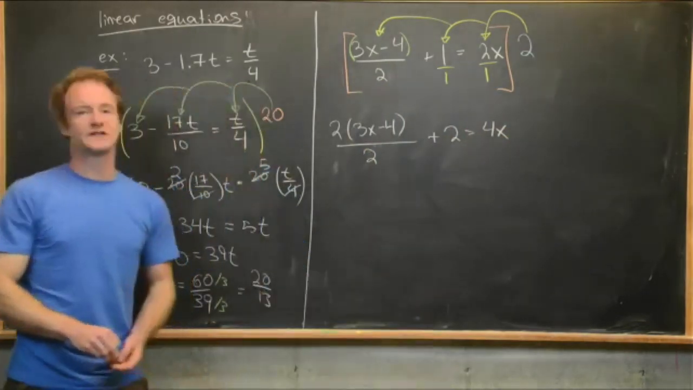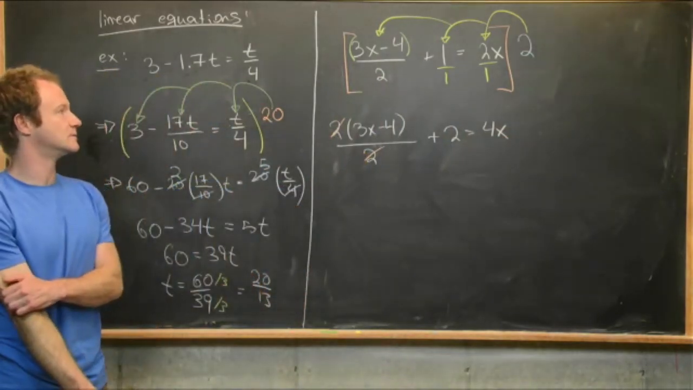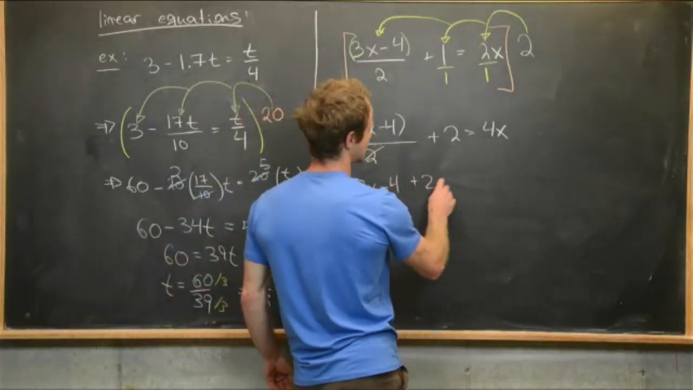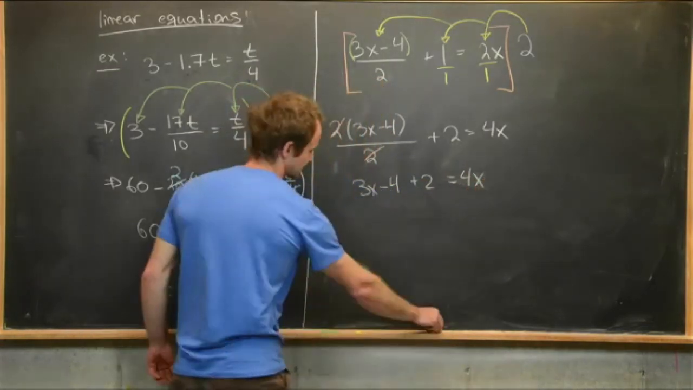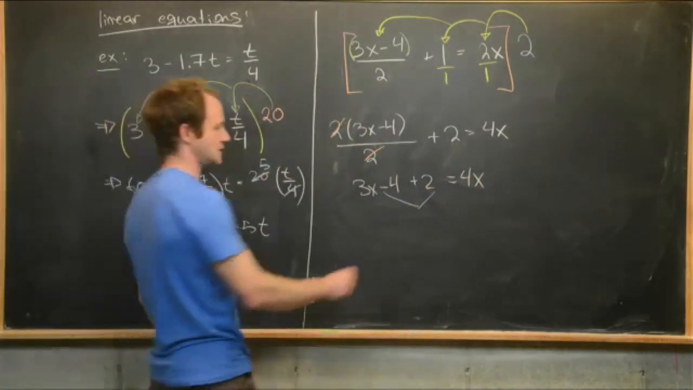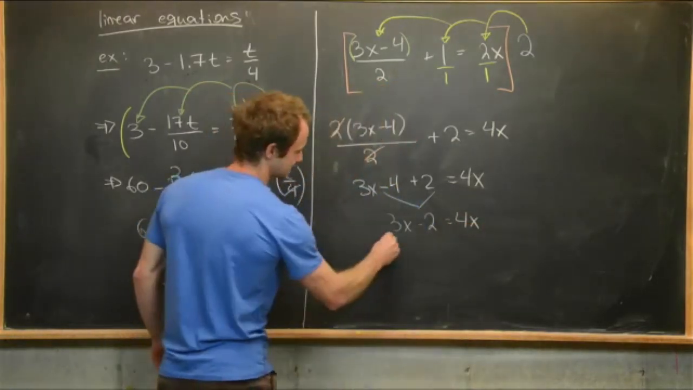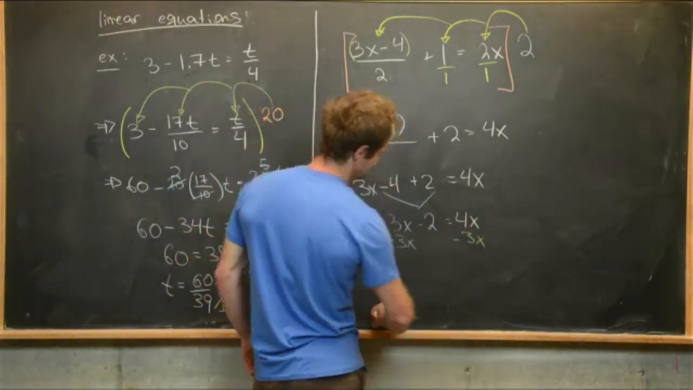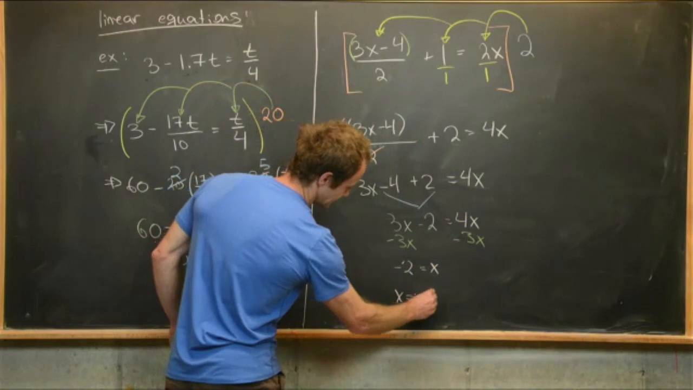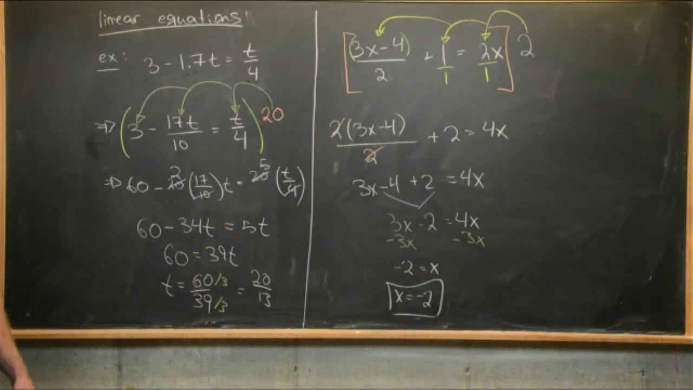But then we really chose this 2 for the express reason that it would cancel this thing out right here. So that 2 cancels with that 2. And now we're left with 3x minus 4 plus 2 equals 4x. And we can start simplifying. So we can combine the negative 4 plus 2 to get negative 2. So we've got 3x minus 2 equals 4x. Now we can subtract 3x from both sides. And that leaves us with negative 2 equals x. But generally, you want to write this in the order x equals minus 2. So you have something like that.